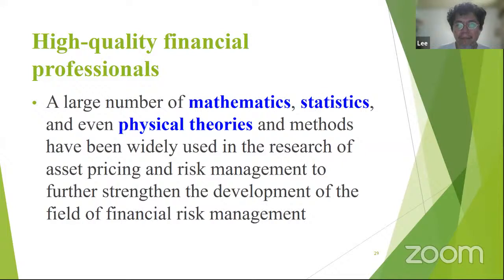But in this field, if you are interested in risk management, you have to study a lot of mathematics and statistics. You can see here a large amount of mathematics, statistics, and even physical theories and methods. I think the most important physical theory is Brownian motion. Maybe you have already heard about this one. It is from physics. In the beginning, some scientists just observed flower powder in water and it exploded, and we cannot predict the direction and the size. So they named it Brownian motion.